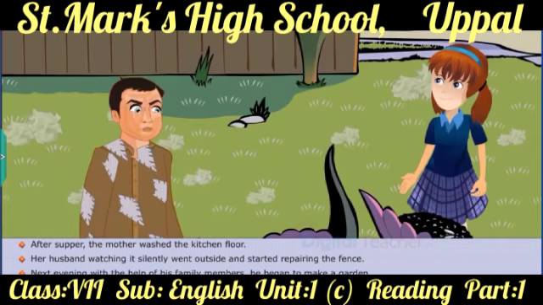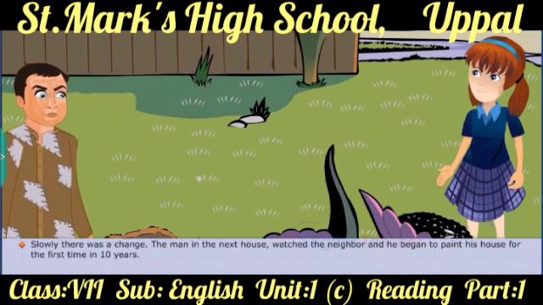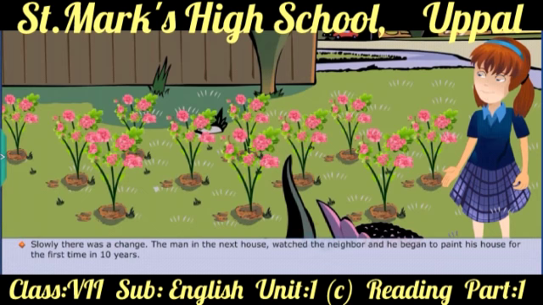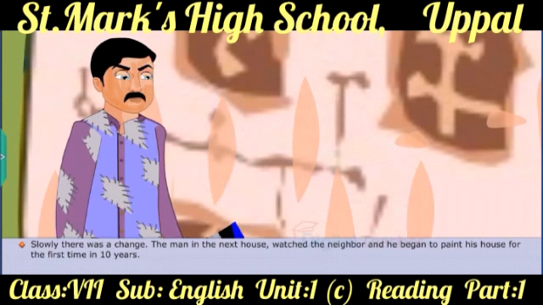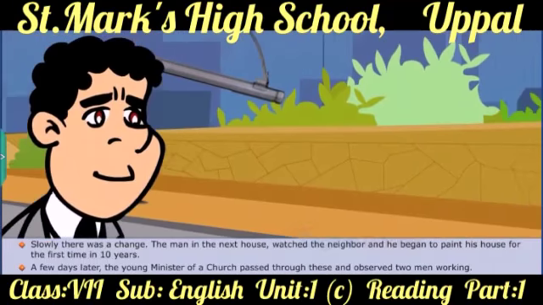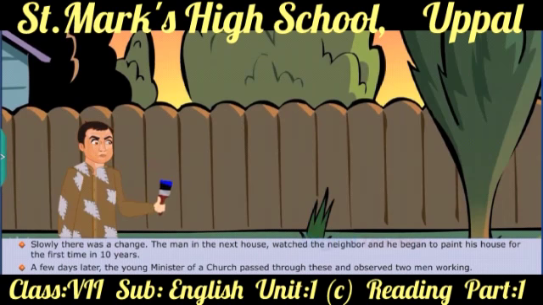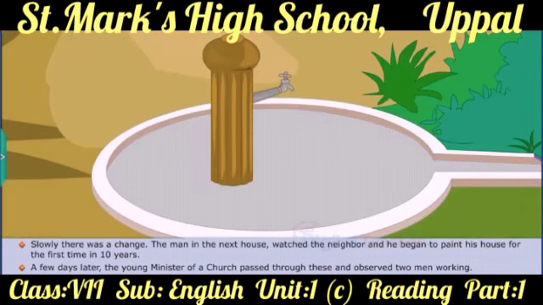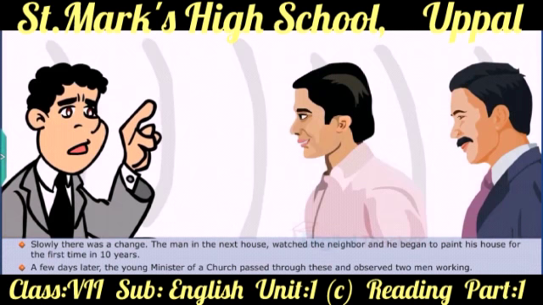Next evening, with the help of his family members, he began to make a garden. Slowly, there was a change. The man in the next house watched the neighbor, and he began to paint his house for the first time in 10 years. A few days later, the young minister of a church passed through the street and observed two men working. He observed that there was no running water, no street lights, and no pavement for the people who were living in the Gates Avenue, and asked some important citizens to help them.